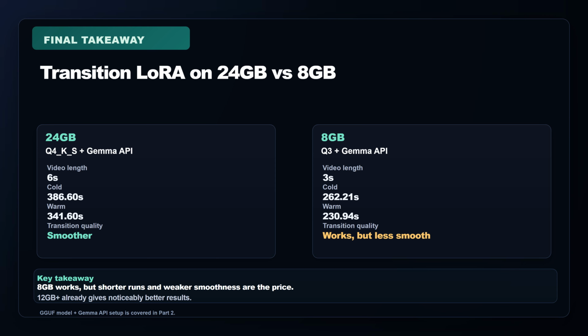Starting from 12 GB of VRAM, the results already become noticeably better. You just need the GGUF model and the Gemma API setup. Both are covered in part 2 of this series.